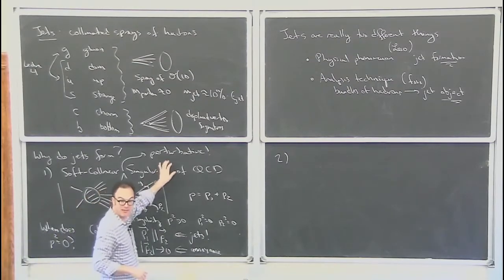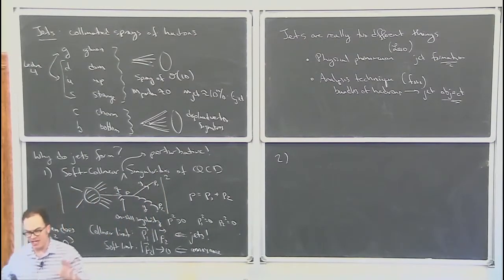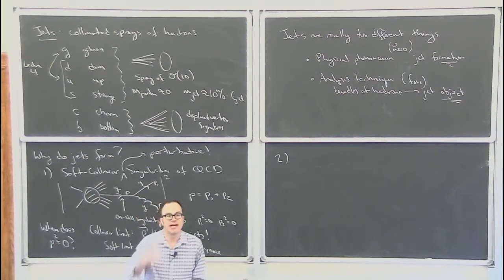This is a perturbative phenomenon. And therefore, we can understand the dominant features of jet formation without ever appealing to non-perturbative dynamics. Which is a good thing. And I'll try to convince you in a few minutes that it's not guaranteed, that it's special to QCD in some way.